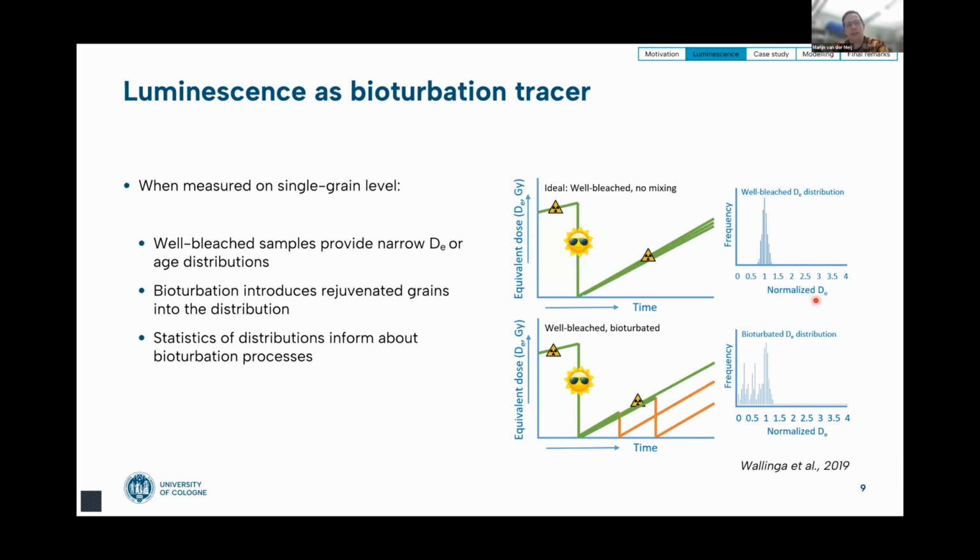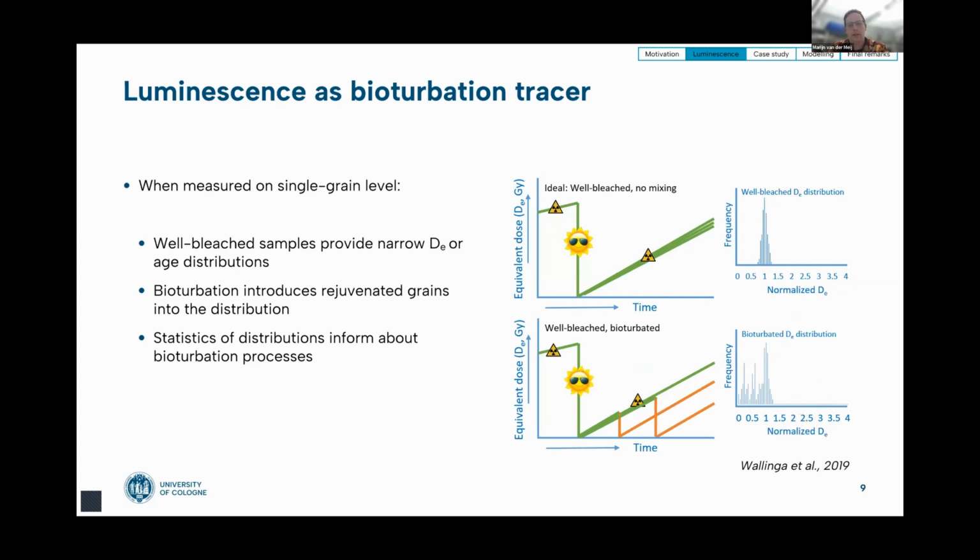When you start to mix these grains, which you see at the bottom here, some of these well-bleached grains get exposed at the surface due to the transport and reburial. And therefore, these grains get a younger luminescent signal because they have been exposed at a later stage at the surface. So when you have mixing in soils, you also get a wider distribution of the luminescent signal, or also the ages corresponding to these signals, depending on the mixing that you have.